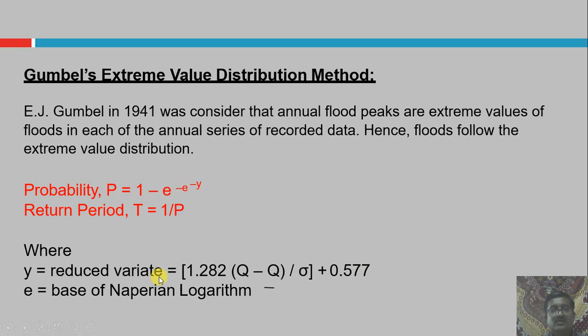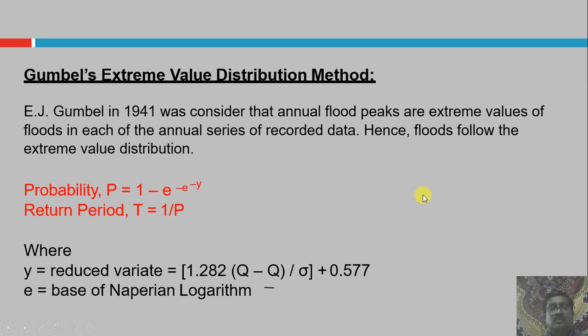For example, here it is mentioned as 1.282 into q minus q. Actually that should be q bar minus q divided by sigma. This should be q bar divided by sigma plus 0.577. It is the empirical one, and e is the base of the Napierian logarithm. Sometimes some books use x instead of q. Please remember this.